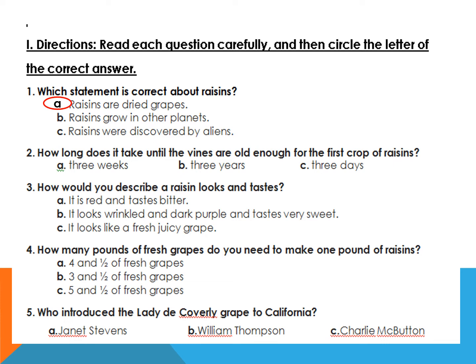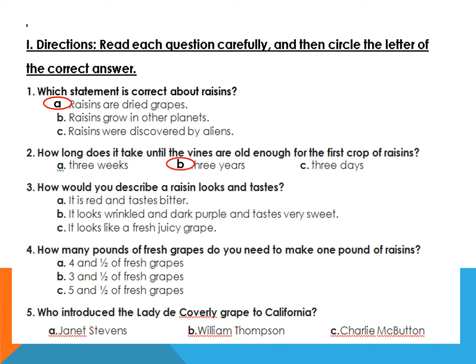Number 2. How long does it take until the vines are old enough for the first crop of raisins? A. 3 weeks. B. 3 years. C. 3 days. Can you recall from the selection? Yes, the answer is B.